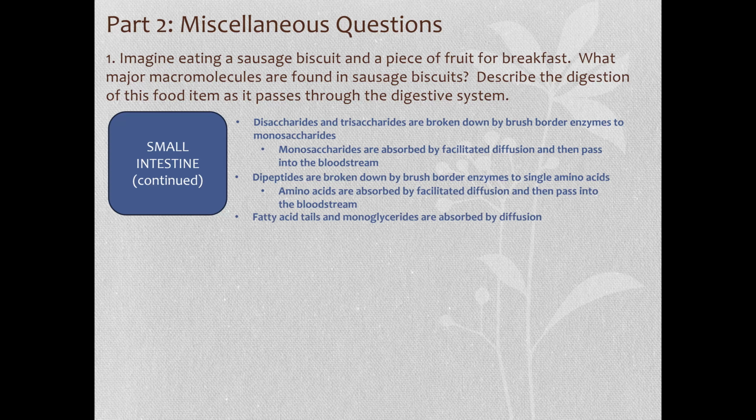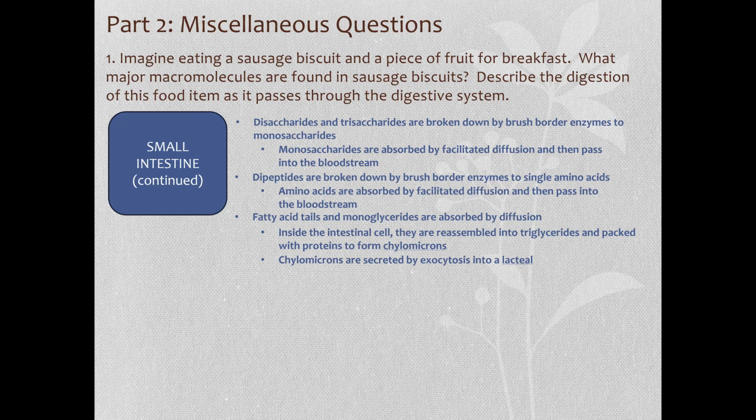Fatty acid tails and monoglycerides that came from the breakdown of lipids are absorbed into the intestinal cells by diffusion. Once inside the intestinal cell, they are reassembled into triglycerides and packed with proteins to form chylomicrons. And chylomicrons are secreted by the intestinal cell using exocytosis into a lacteal, which is a lymphatic vessel. So fats will enter the bloodstream indirectly by taking a little detour through the lymphatic system first.